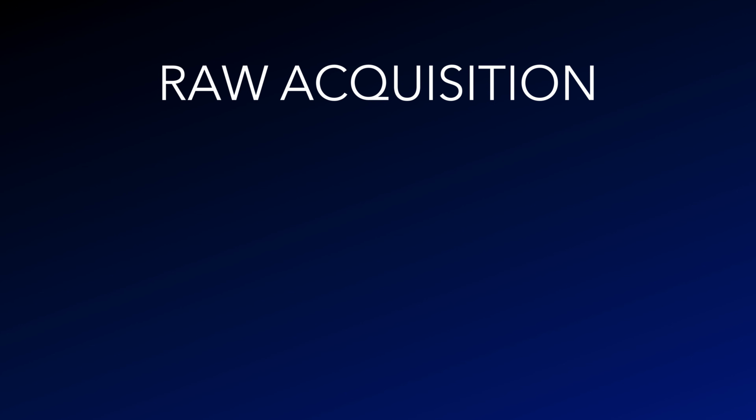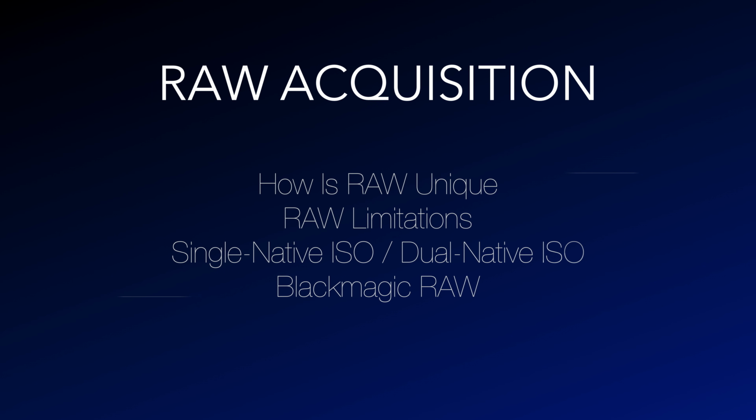By the end of this video, you will understand what makes RAW unique as an acquisition format, what its limitations are, how it functions in relation to single native ISO cameras and dual native ISO cameras, and the unique quirks of the Blackmagic Pocket Cinema series. While you will be better at thinking about video production, you won't be better at producing videos. To become a better filmmaker, you need to make films, and I encourage you to either do that at the end of the video or right now.